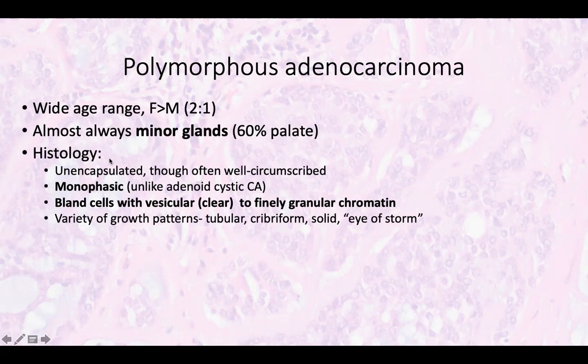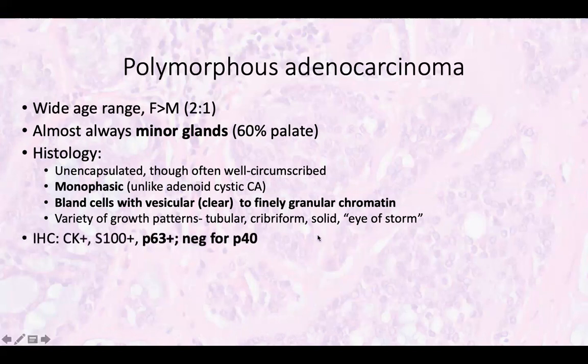Histologically, they're unencapsulated, though, as in the last example, they're often somewhat well circumscribed, and they're monophasic. So it's only one cell type. We don't see ducts and myoepithelial cells. And unlike adenoid cystic carcinoma, they have very bland cells with vesicular chromatin and oval nuclei, as opposed to the angulated hyperchromatic nuclei we see with adenoid cystic carcinoma. They show a variety of growth patterns, and that's why it's called polymorphous adenocarcinoma. It's not that the cells themselves are polymorphous. The cells are relatively monotonous, but they have a bunch of different architectures. That's where the name comes from.